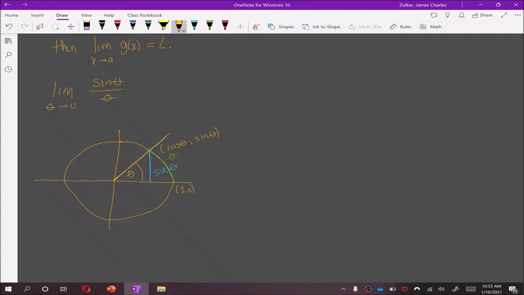So what this means is for 0 less than theta less than pi over 2, which is the entire first quadrant, we would have 0 is less than sine of theta, which is less than theta.